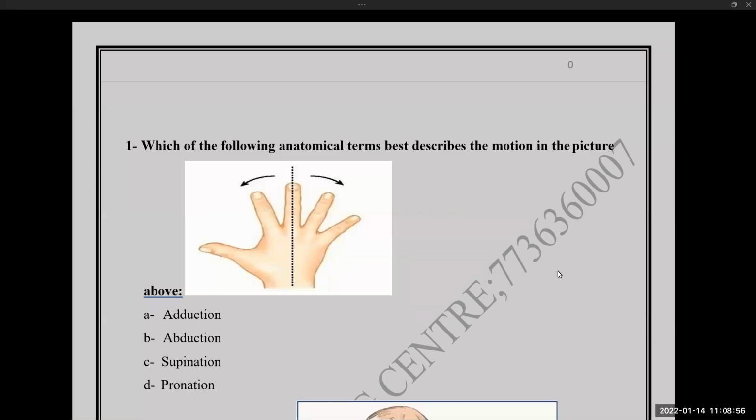First question, which of the following anatomical terms best describes the motion in the picture? It is away from a midline. In the picture, the extremities are away from the midline. So what is that called? Away from the midline is called abduction. So the answer is abduction. Next question.